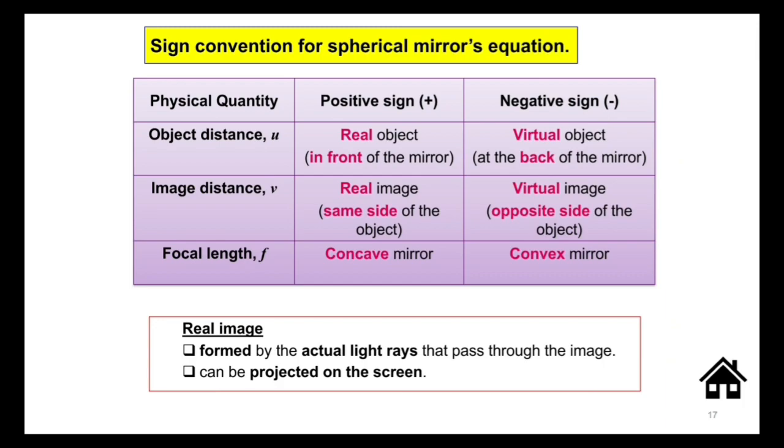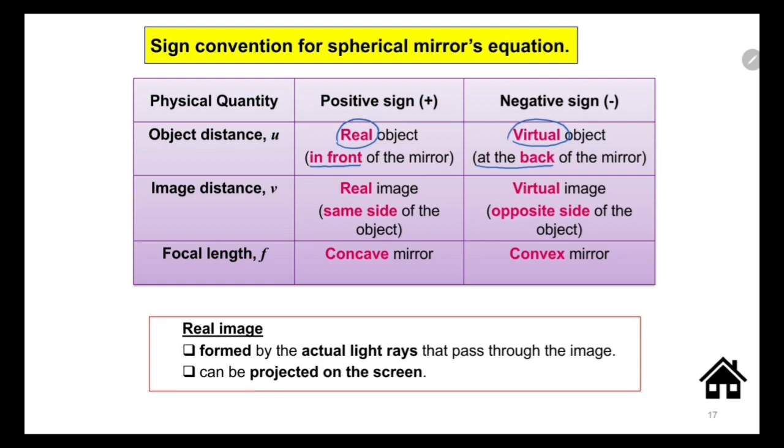Here is the summary of sign convention for the spherical mirror equation. Object distance u is positive if it is located in front of the mirror, and we call that object real. However, u is negative if you locate the object at the back of the mirror, and we call that object virtual. Same with image distance.